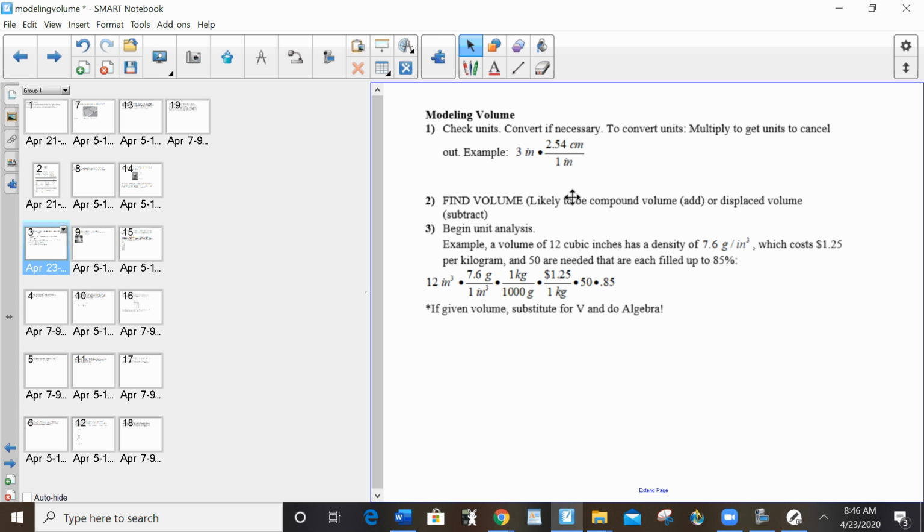It's very likely it's going to be compound volume. We're going to have to add volumes together, or displaced volume, where you have hollow objects, we're going to have to subtract the volumes. Once you have your volume, you do unit analysis. There's an example of unit analysis here. And then just understand if they give you the volume, or they give you circumference, then you're going to substitute that value into the left-hand side, and you're going to do some algebra.